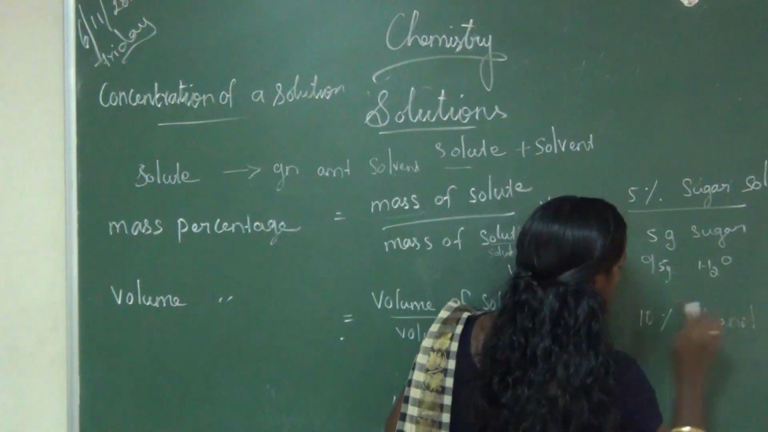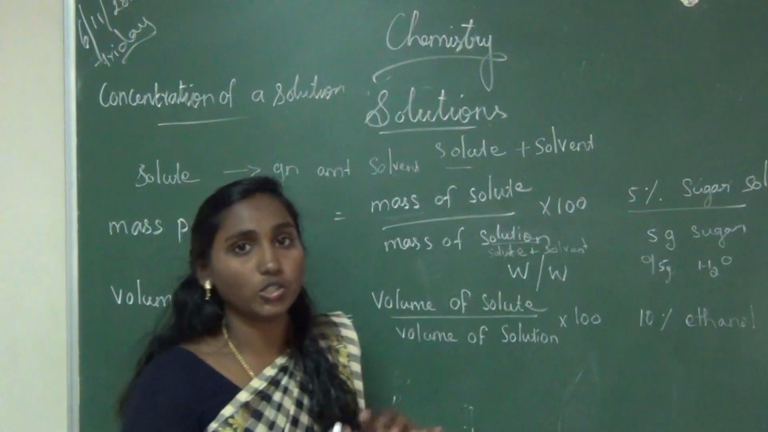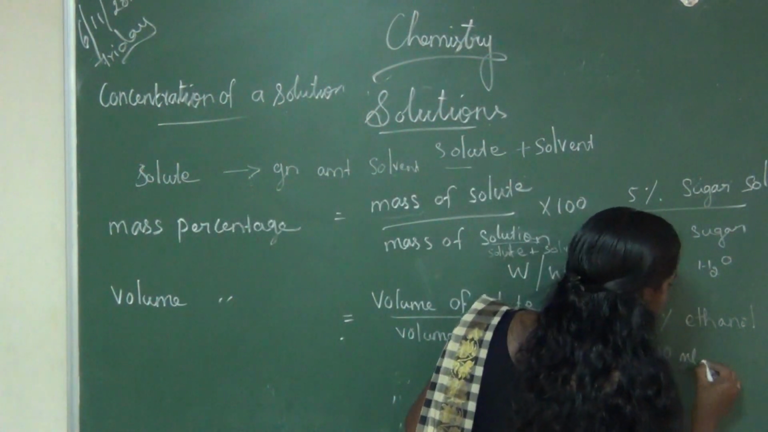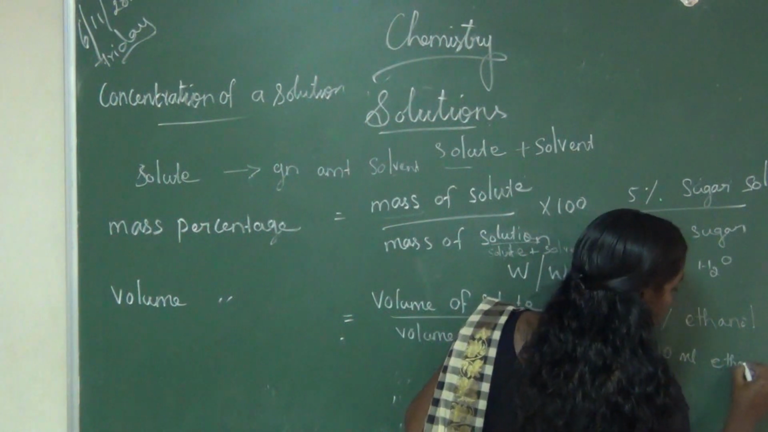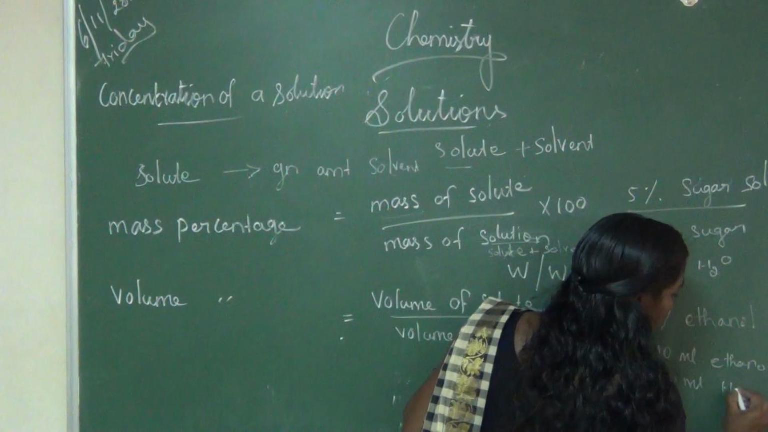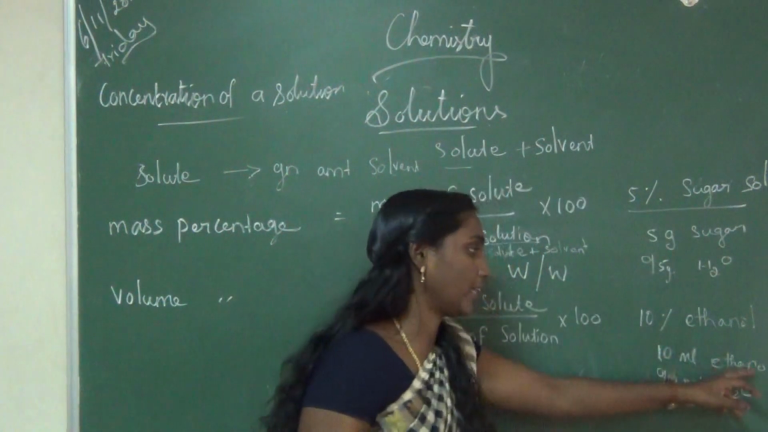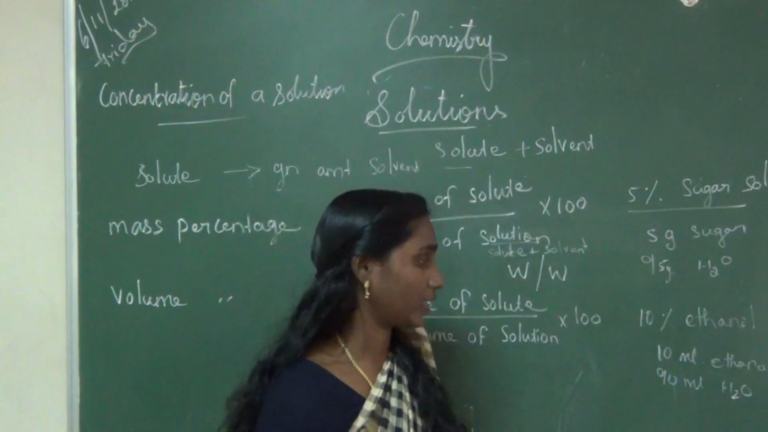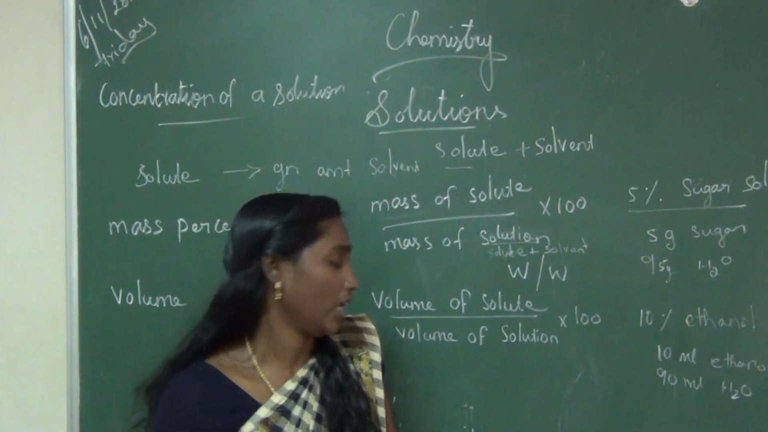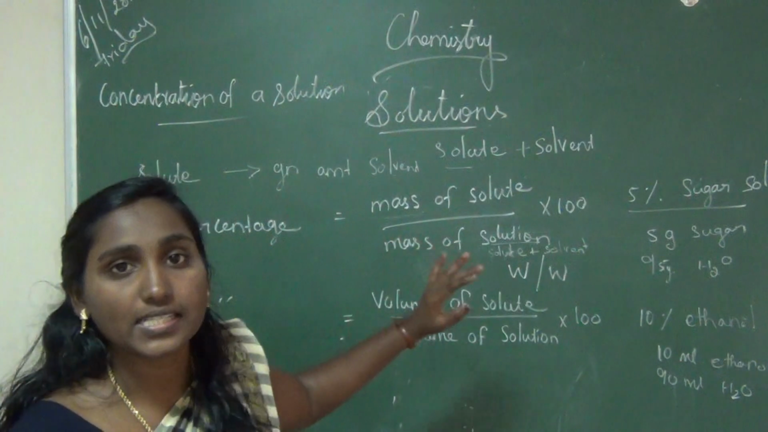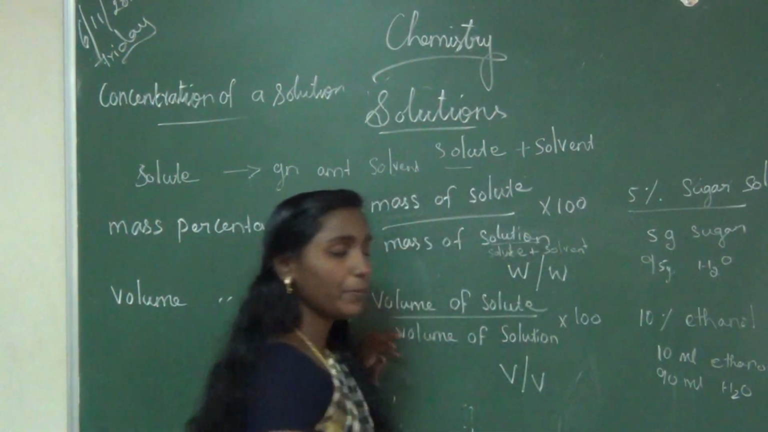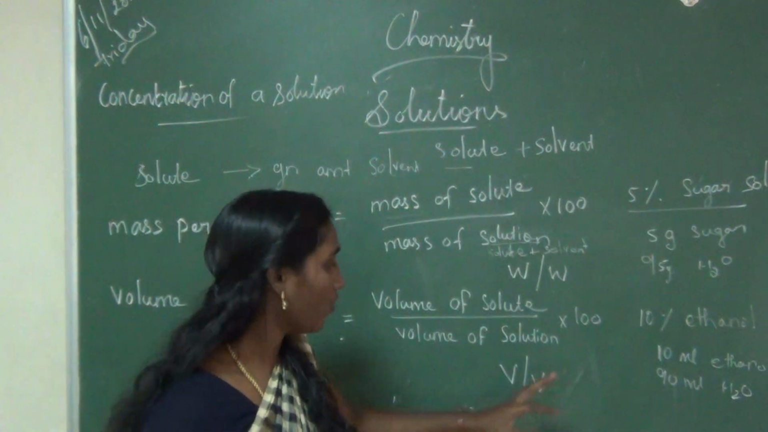So a 10% ethanol solution contains 10 ml ethanol and 90 ml water. 10 ml ethanol and 90 ml water form a 10% ethanol solution. And this volume percentage is expressed in terms of V by V. V by V means volume divided by volume.